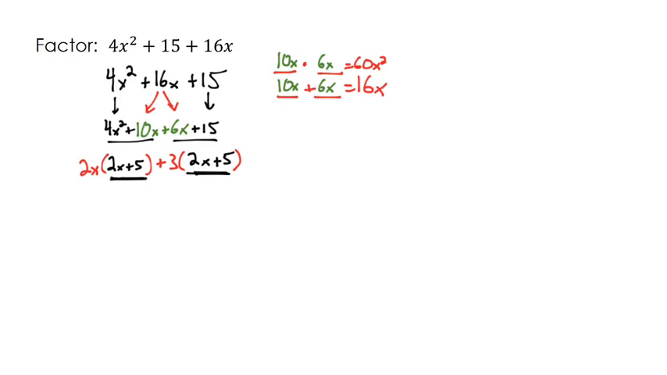And so this 2x plus 5 is like our big factor that we can factor out to the front. So I'm going to bring that out to the front, and that leaves us with 2x plus 3. So here is our factorization of the polynomial up top.